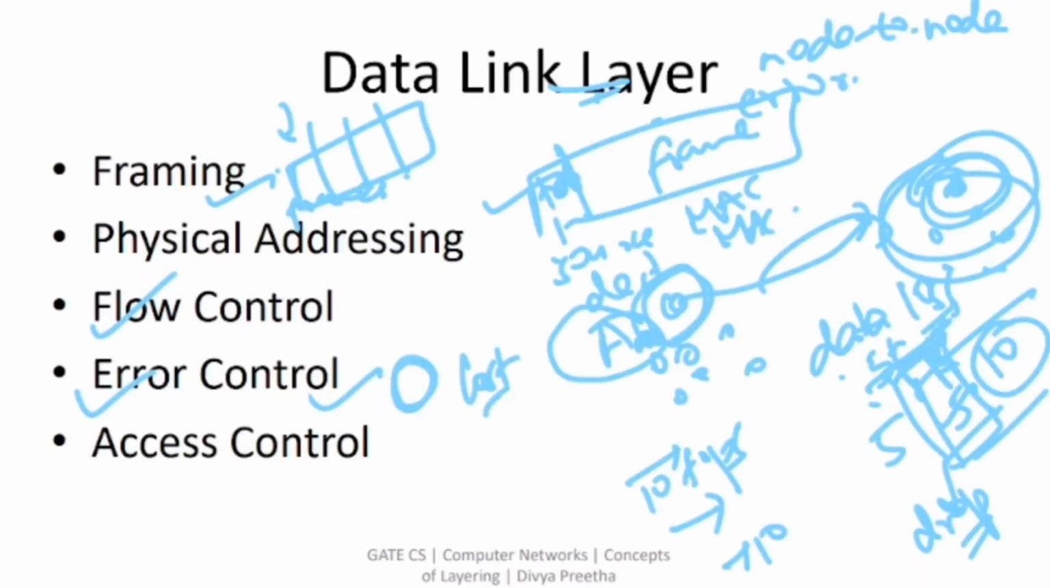Then talking about access control, this data link layer protocol will decide which device has access over the line at any given time. For example, since they have the bus topology, only one node can transmit data at a time. So accessing this bus is defined by this access control.